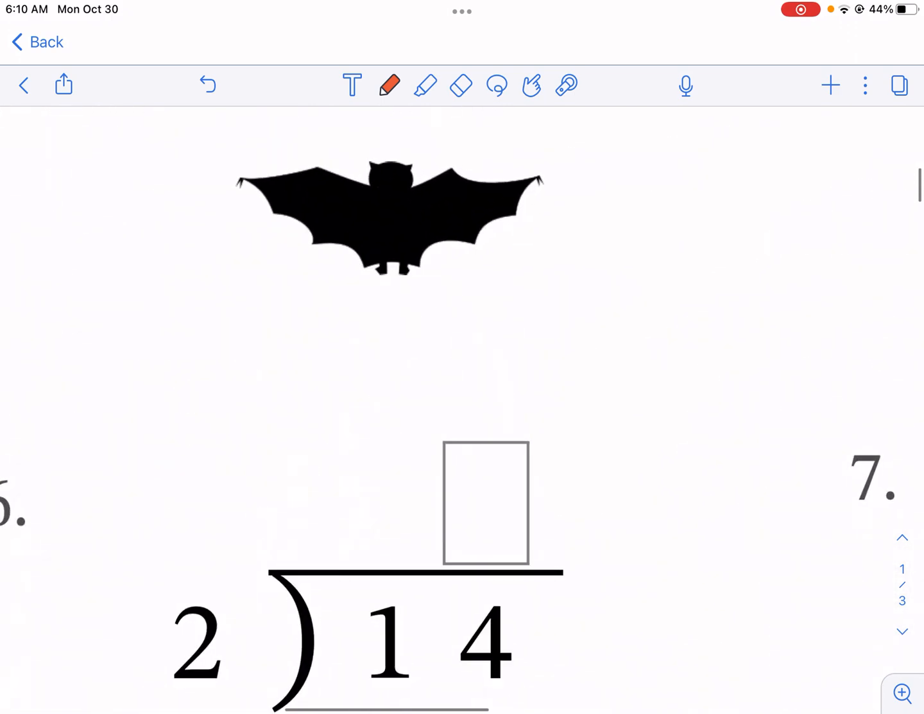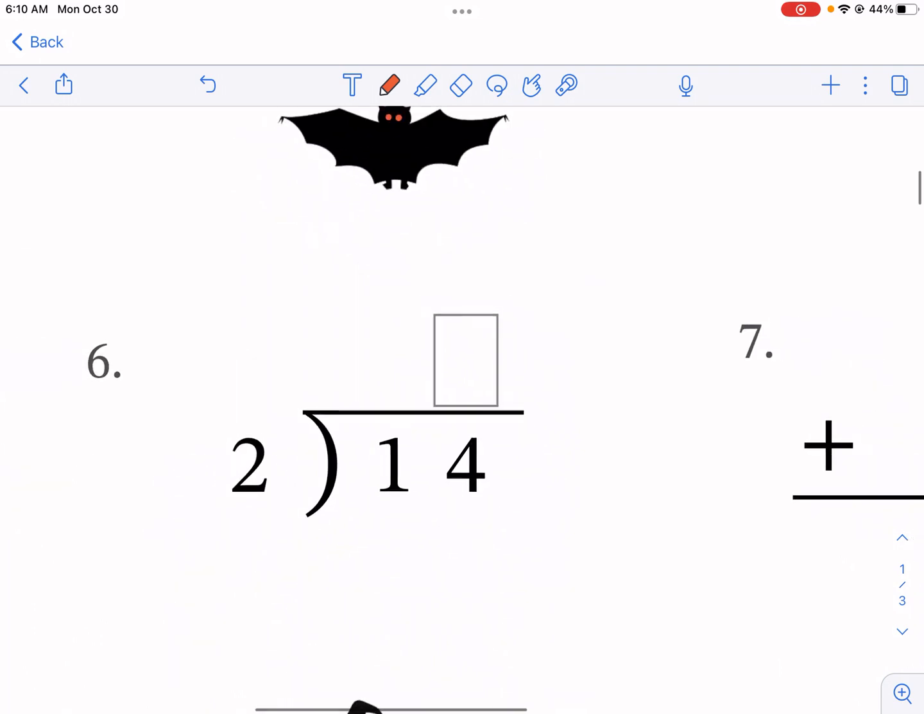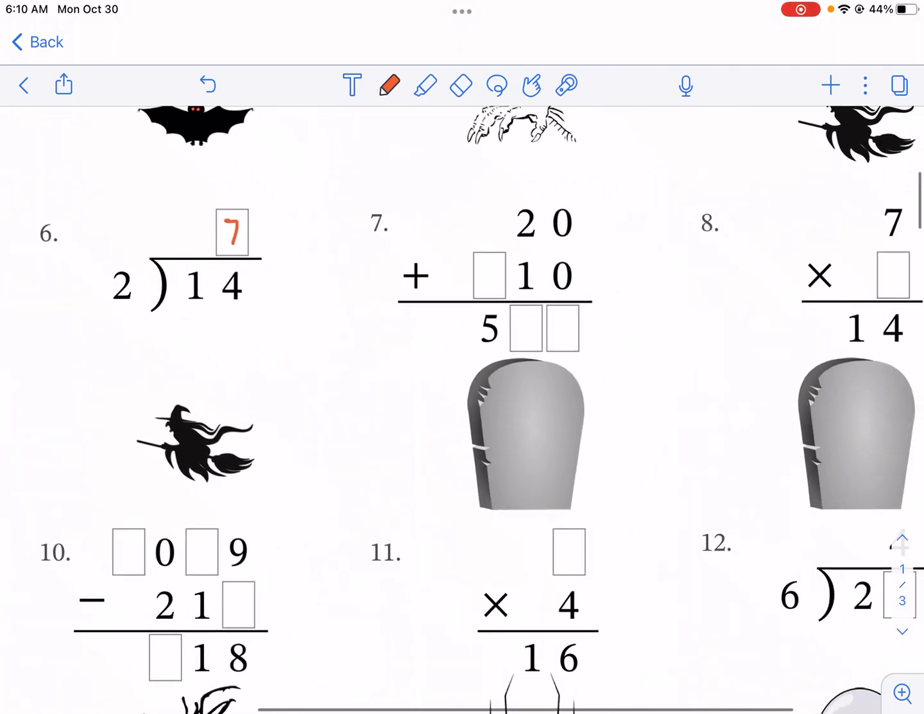So moving on to the next one, let's put some scary eyes there. All right, so we have something times 2 equals 14. Or 14 divided by 2, what does that equal? It equals 7. Okay, that one's a little bit easier.